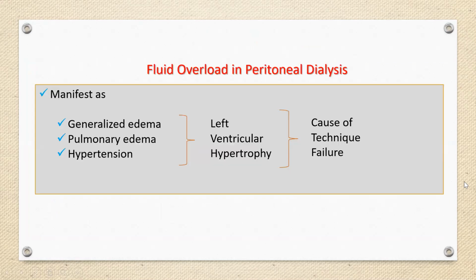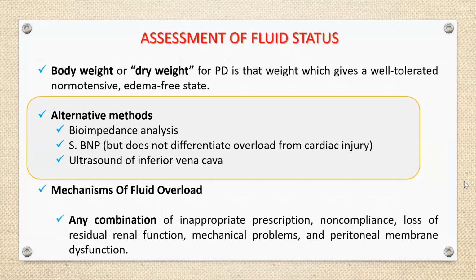So whenever fluid overload occurs in peritoneal dialysis, it manifests as generalized edema, pulmonary edema, and hypertension that ultimately lead to left ventricular hypertrophy, and that is basically a cause of technique failure. Now, how will we assess the fluid status? Body weight or dry weight for peritoneal dialysis is that weight which gives a well-tolerated normotensive edema-free state. There are alternative methods like bioimpedance analysis, BNP determination, and ultrasonography (USG) of the IVC.